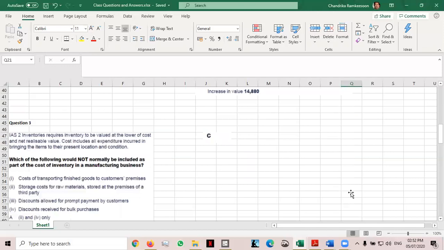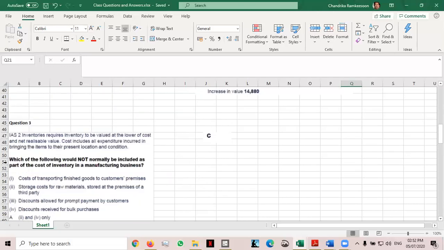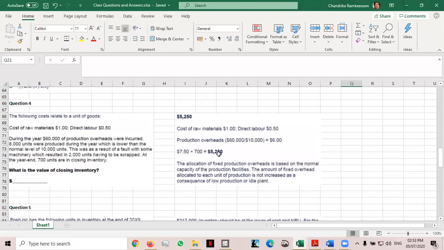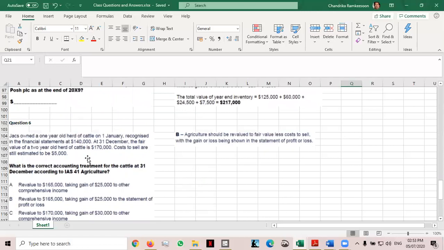Okay, and then you've got a few more, which you can take a look at, go through yourself. I'll send, of course, the worksheet for you, both the questions as well as the questions and answers, so you can actually answer them yourself and then check the answers here. This is on IAS 2. This is also on IAS 2. In fact, I think most of the remainder of the question, yeah.